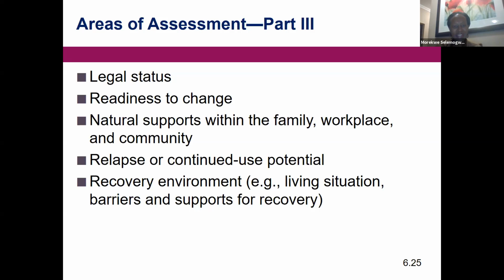We also assess readiness to change. As it was said yesterday, remembering the stages of change, just so that we can properly plan to intervene at the stage of change that the client is at.